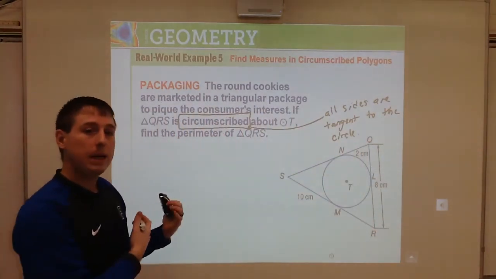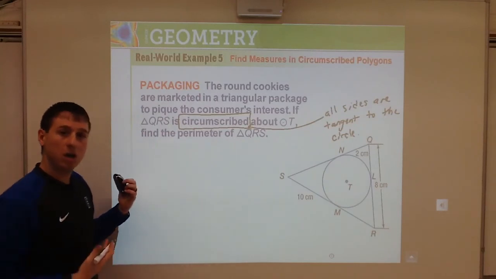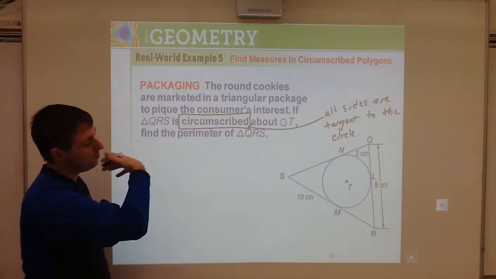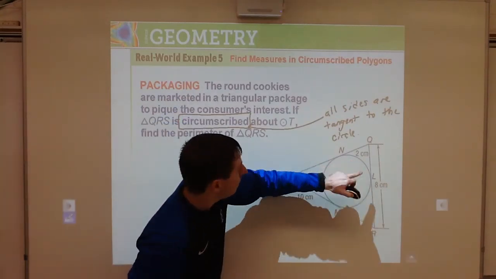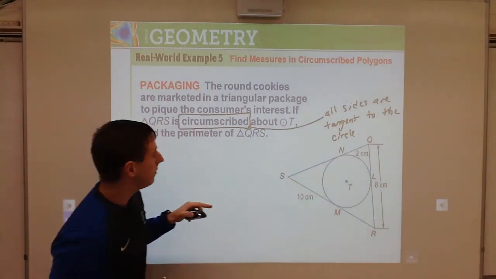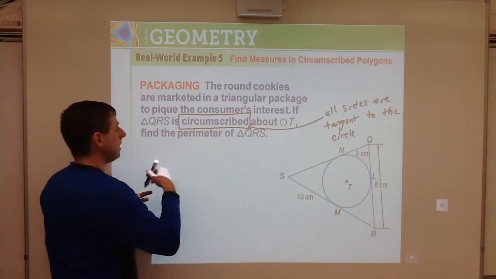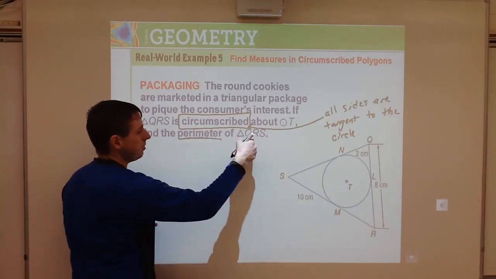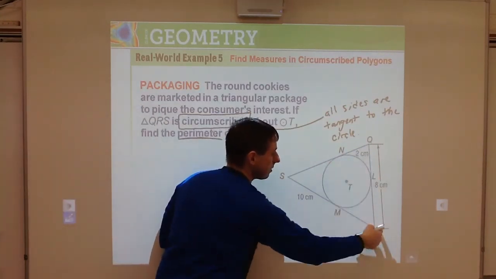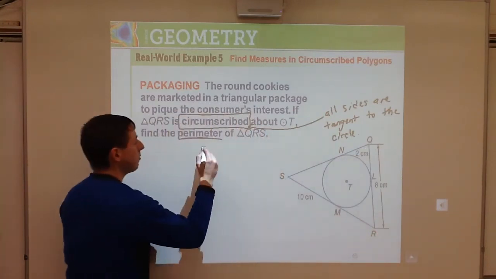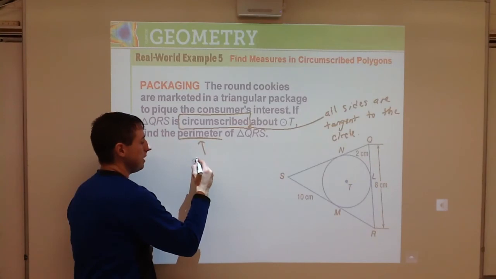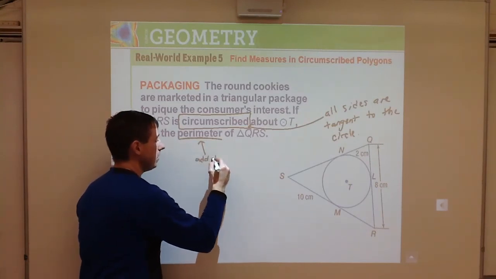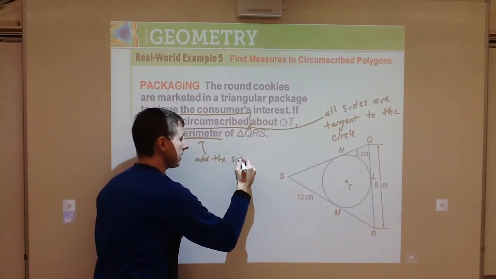So we're going to be using the same ideas that we just used on the question before that. So in this picture we got this round cookie and we got a triangular package around it. What it wants to know is what is the perimeter of our triangle QRS, of the full triangle. And remember what perimeter means. Perimeter is the distance around the outside. So what we want to do is add the sides together.